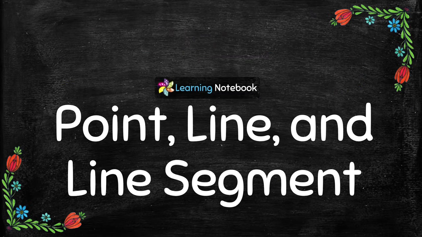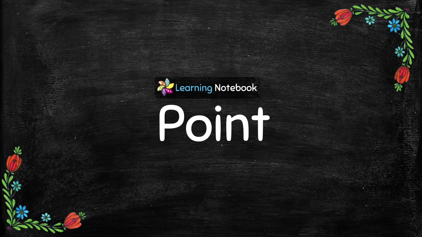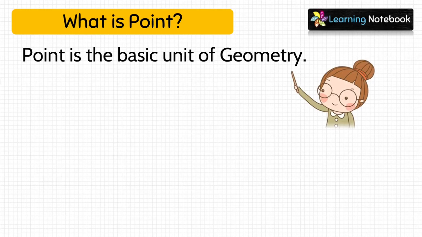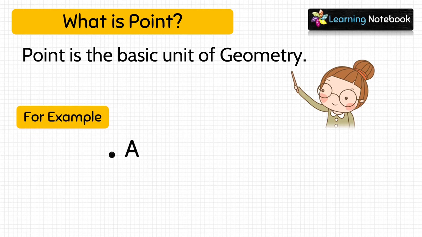So let's start with our first topic, point, line and line segment. First, we will understand what is a point. Point is the basic unit of geometry. A point shows an exact location. It has no dimensions. That means a point has no length, breadth or height. A point is represented by a dot and it is named with a capital letter. For example, this is point A, point B and point X.